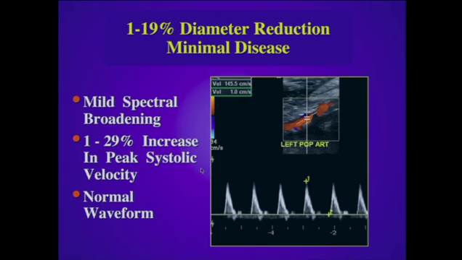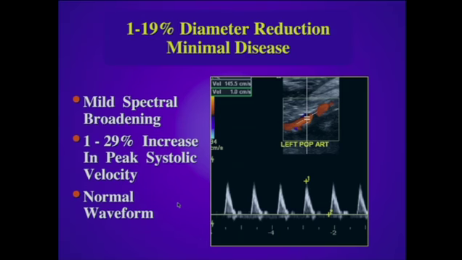The first classification of arterial disease is 1 to 19% diameter reduction, which we classify as mild or minimal disease. In the waveforms obtained from these segments, we'd expect to see mild spectral broadening or minimal fill-in of the spectral envelope, up to a 29% increase in the peak systolic velocity compared to the normal proximal segment. And the normal proximal segment is usually about 1 to 2 centimeters above the level of the stenosis. So we will be comparing velocity measurements across that segment.